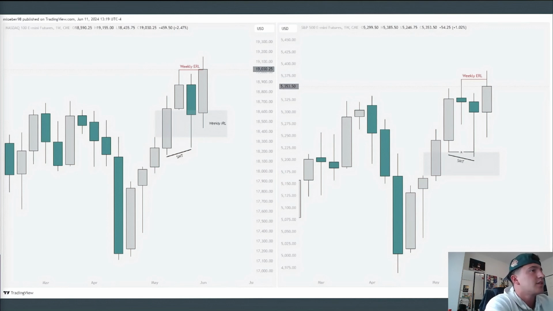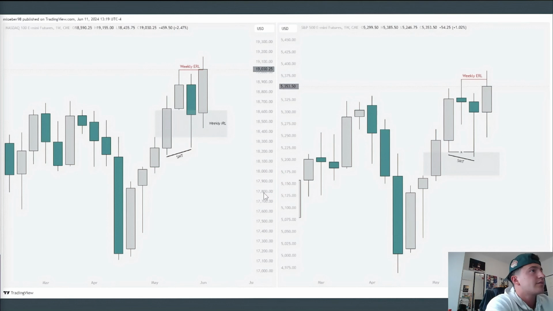I'm assuming that you got the annotations correct here. We have SMT divergence inside of our weekly internal range liquidity pool. We have step 1 and 2 of our model checked off of the list. And if you know, when we're going long, we want to prioritize a long position in the stronger asset. So it will be NASDAQ making the higher low compared to ES making the lower low here.